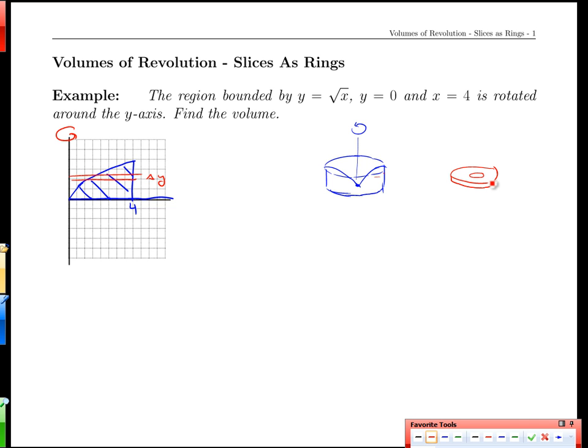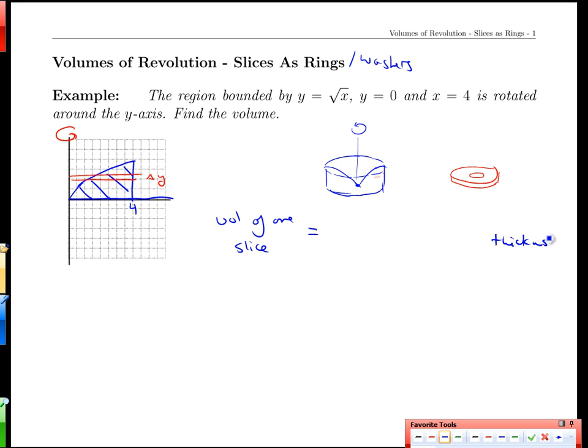We're still going to have disc type shapes, but they're going to be rings, or some people would call them washers, and it's just a little more involved than what we saw before. The process is the same though. If we can find the volume of one slice, then we're good to go.